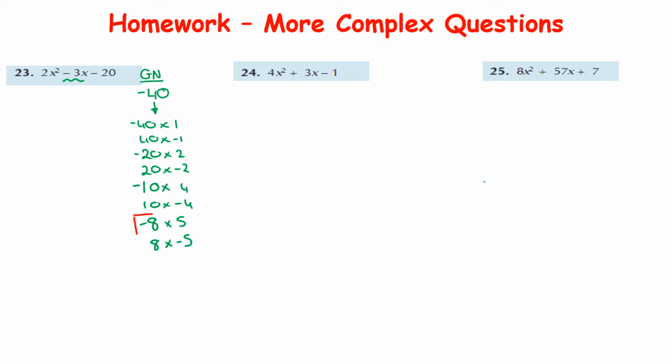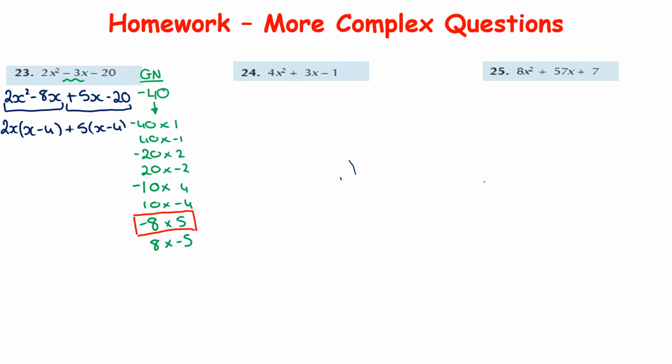Want it to be a negative 3, so we're going to have minus 8 plus 5x. So we get 2x squared minus 8x plus 5x minus 20. Double check those middle terms, minus 8x plus 5x, yeah, all good. And we're going to do our grouping. 2x is common, we're left with x minus 4. Plus 5 is common, and we're left with x minus 4. X minus 4 is common, and then we get 2x plus 5.